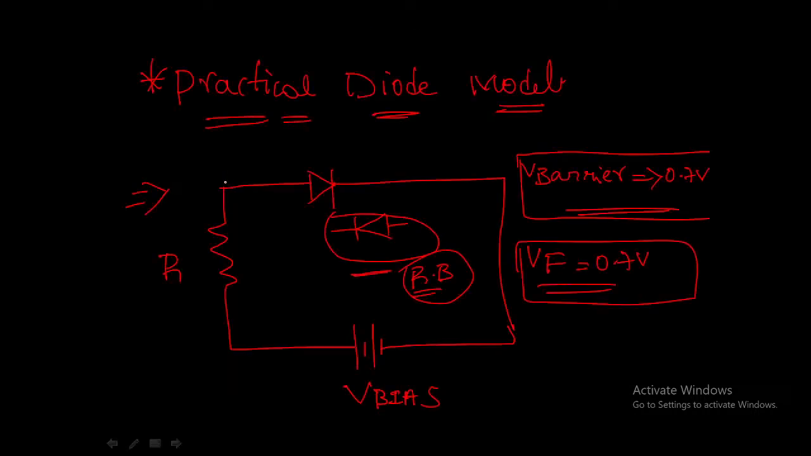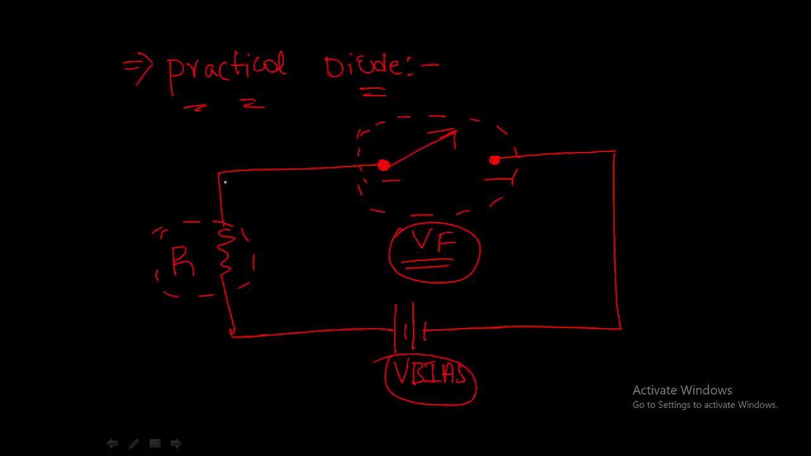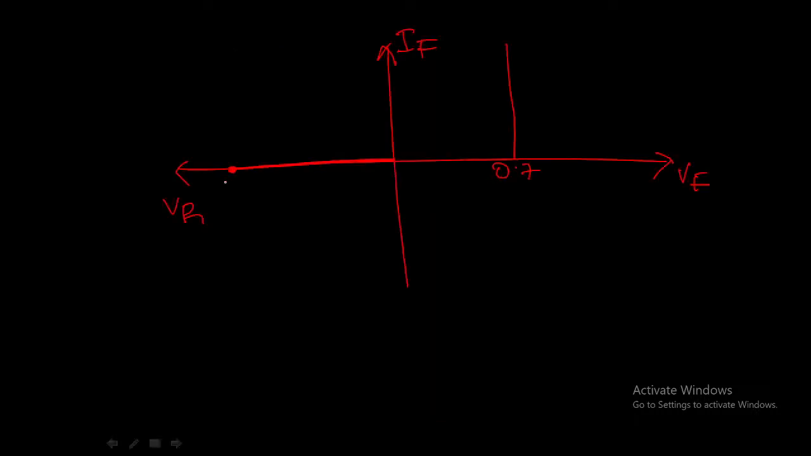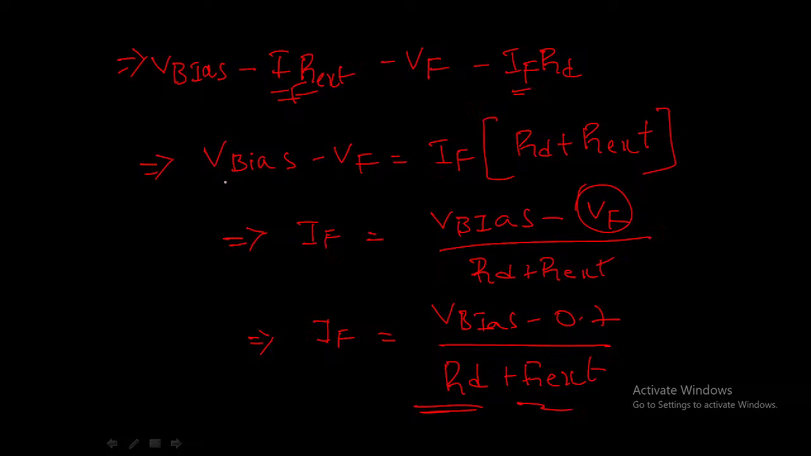In the practical diode model, we replace the diode with a barrier potential. We are considering the potential of the diode, so we replace it with a voltage source, and in reverse bias it is replaced by an open circuit. In the complete diode model, we replace the diode with a barrier potential as well as a dynamic resistance, whereas in the reverse bias condition, we only consider the dynamic resistance. So that is about the three types of models in the diode approximations.